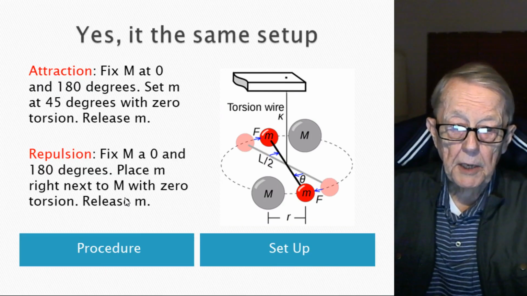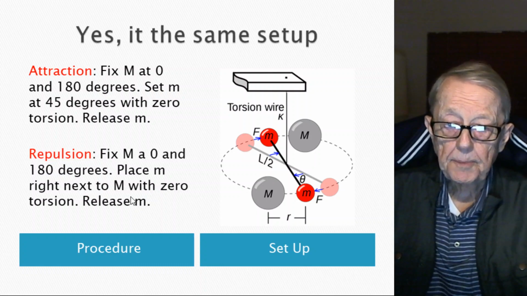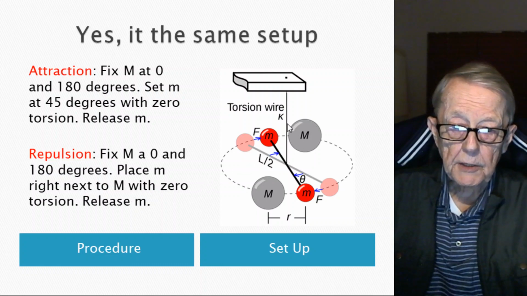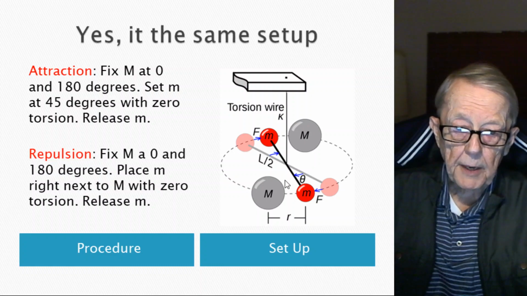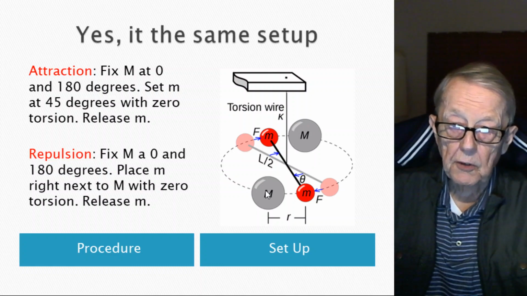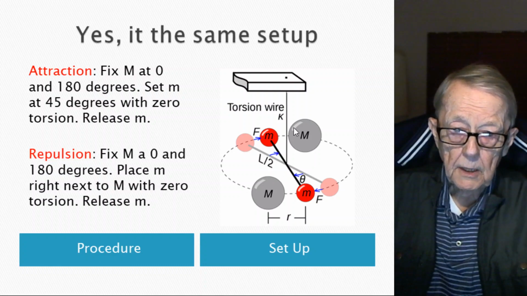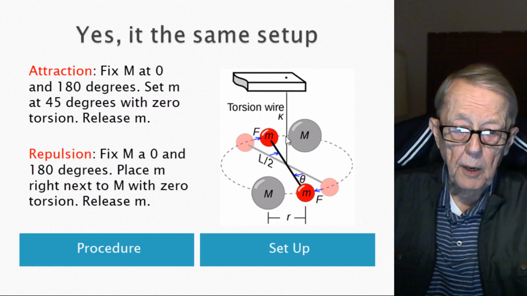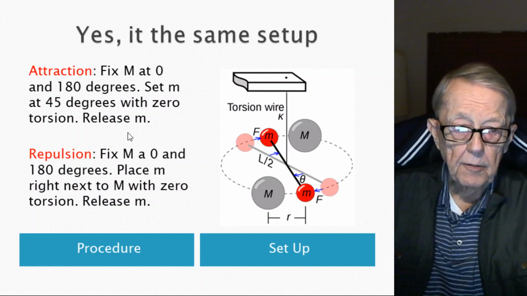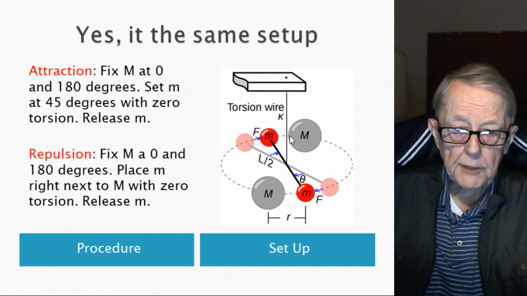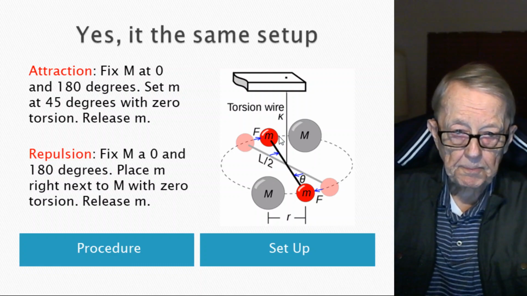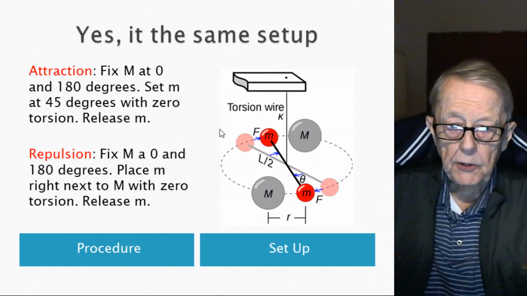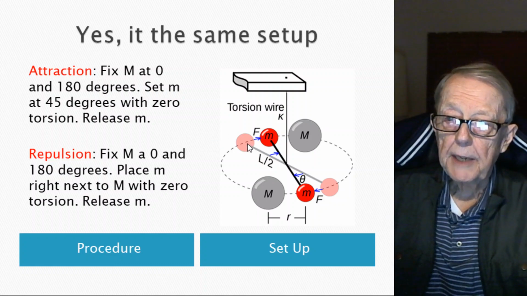Yes, it's the same setup, and I can use the same picture. Kind of interesting. This is the large magnet, and it's set 180 degrees apart, and it's generally fixed. This is the small magnet, and it's hanging here, and for attraction, we're going to place a south pole here and a north pole there, or vice versa. And G2 gravity is going to push these two together.